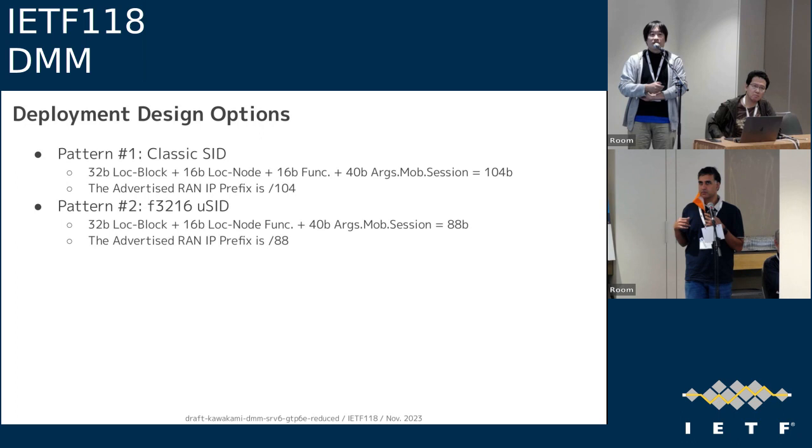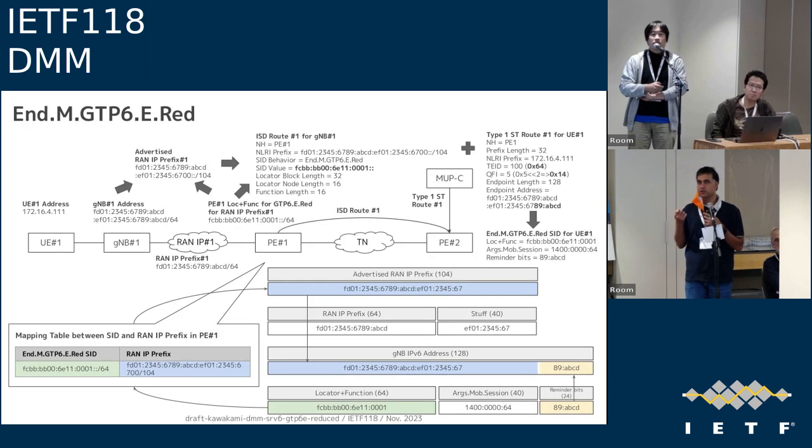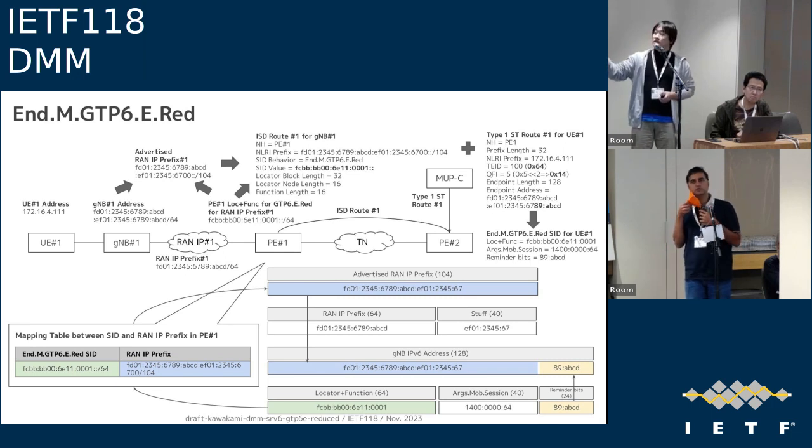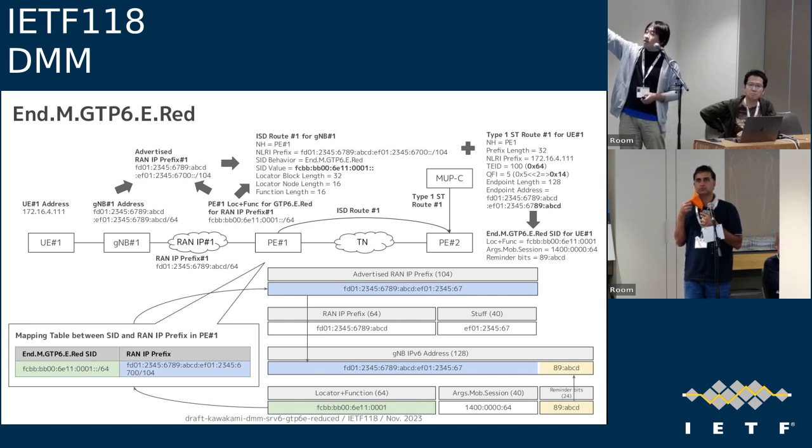So you're asking about the FAT protocol. The 104 byte thing, where does it go? Is it on a RAN signaling or something? The SRv6 map architecture draft defines the ISD route, the interwork segment route. P1 advertises the ISD route with this seed prefix. And here is a type 1 session transformed route for the map controller. Then P2 can combine this information and create this seed. Okay, got it. Thank you.